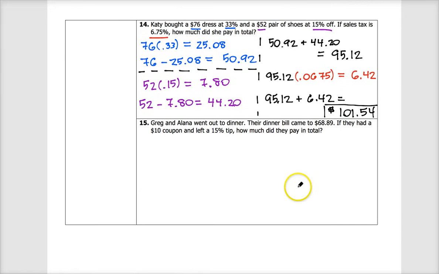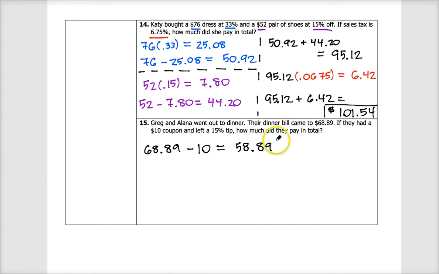Okay, last problem on your notes. Greg and Alana went out to dinner. Their dinner bill came to $68.89. If they had a $10 coupon and left a 15% tip, how much did they pay in total? Well, let's first of all figure out how much they paid with the coupon. So if the original price is $68.89, a $10 coupon is a simple subtraction of $10 from that price. So that means that with the coupon, their price dropped to $58.89.